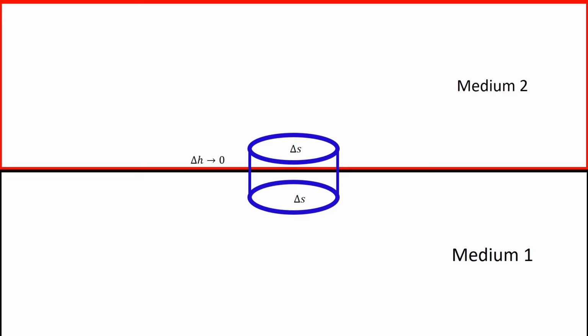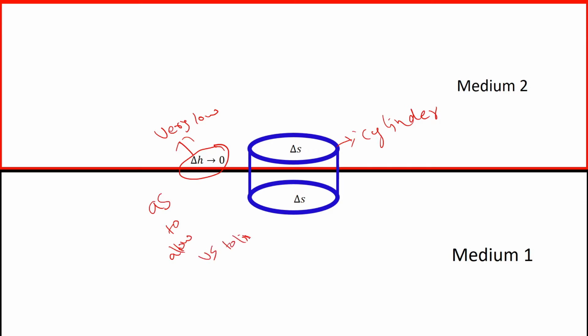Similarly, this is the closed surface we discuss. This is a cylinder whose height is very low, so as to allow us to limit our discussion to the interface. Right? The volume of this is delta S delta H.